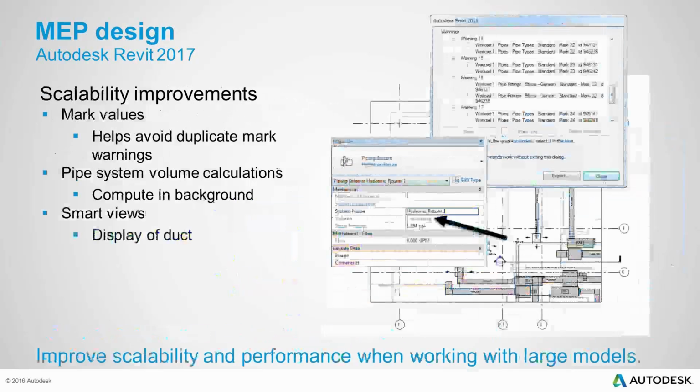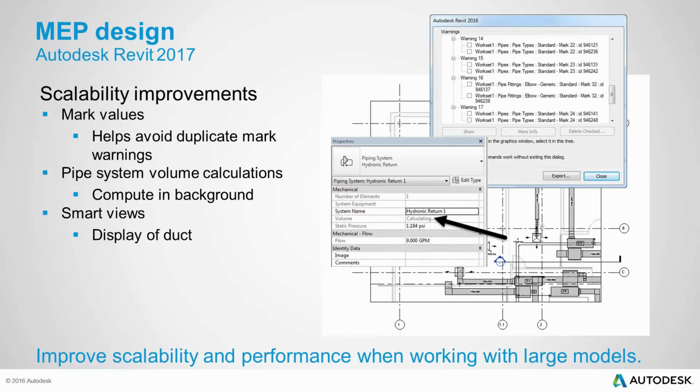And a few scalability improvements. First of all, mark values are no longer automatically populated in Revit MEP, which means that you actually see fewer duplicate mark warnings, which means that your models perform much faster.